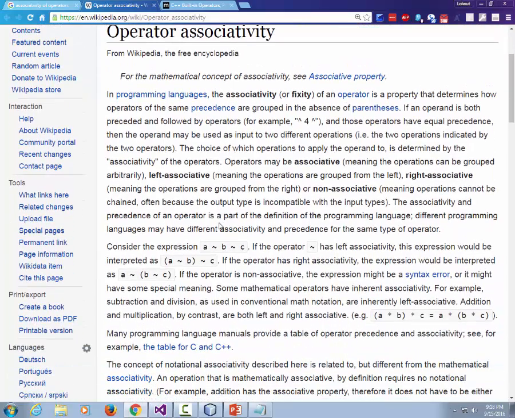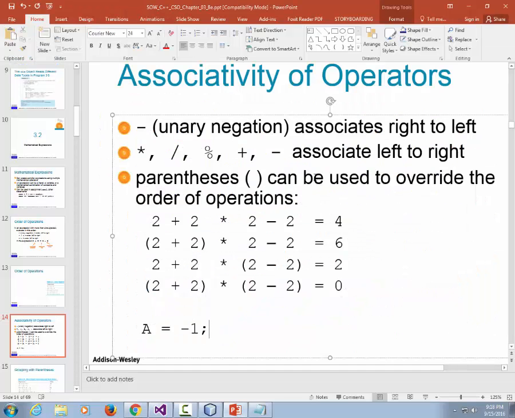The associativity, also known as the fixity of an operator, is a property that determines how operators of the same precedence are grouped in the absence of parentheses. And so in the absence of parentheses, addition is done left to right. Multiplication is done left to right. That's really all that's important about that. But this said that the math operators are associated right to left, and that is incorrect, because you go left to right.